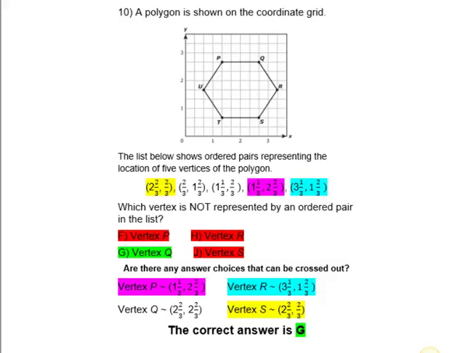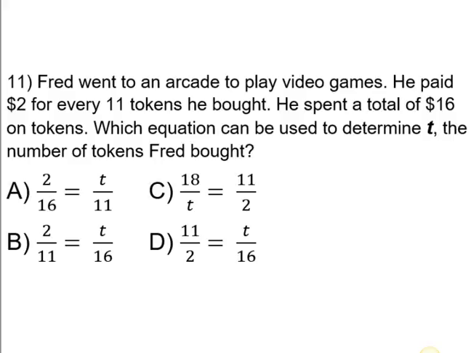Let's move to question number 11. Fred went to an arcade to play video games. He paid $2 for every 11 coins he bought. He spent a total of $16 on coins. Which equation can be used to determine T, the number of tokens Fred bought?